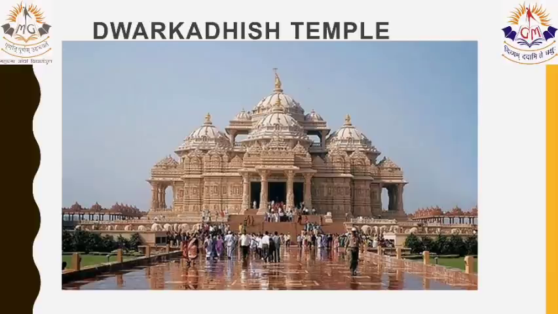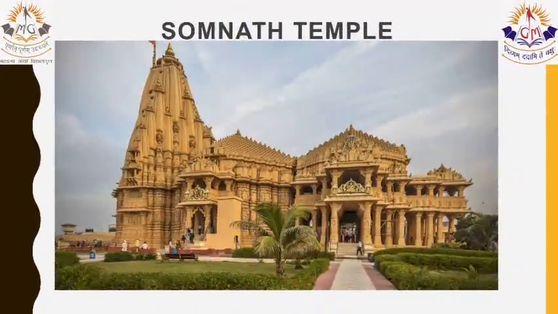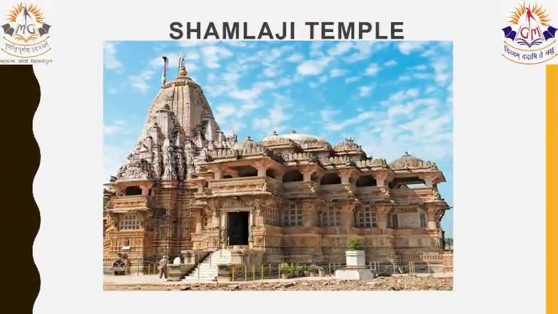Let us have a look at the glorious temples, glorious places having religious importance in the cultural heritage of Gujarat. This is the famous Dwarkadish temple situated at Dwarka, Gujarat. This is the famous Somnath temple. We can see here a very good design of the temple, of Shamlaji temple. It's a very fine example of architecture.